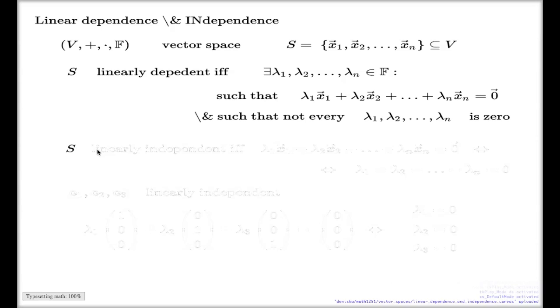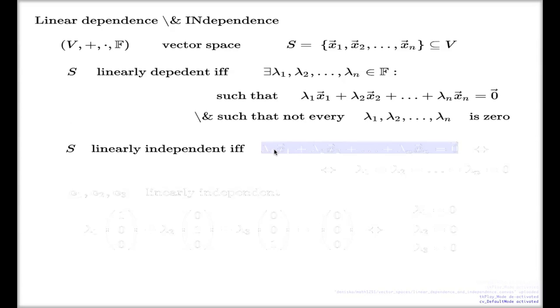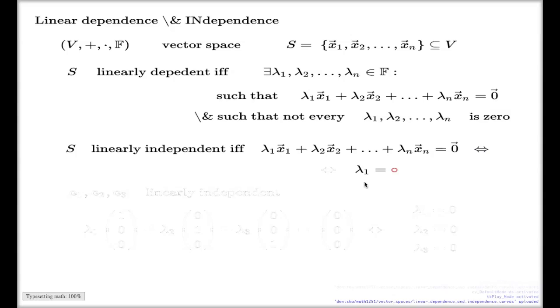There is an opposite definition. We call a set linearly independent if and only if, and this is just the logical negation of the previous definition, the linear combination of my vectors is the zero vector only for the trivial choice of the scalars.